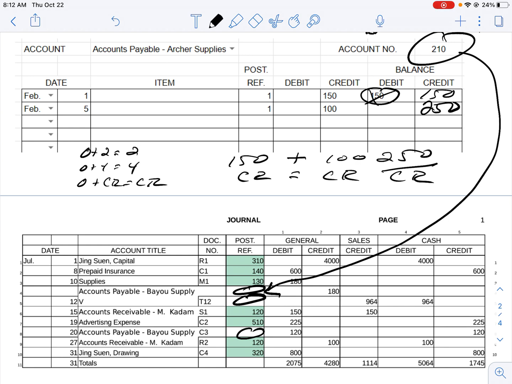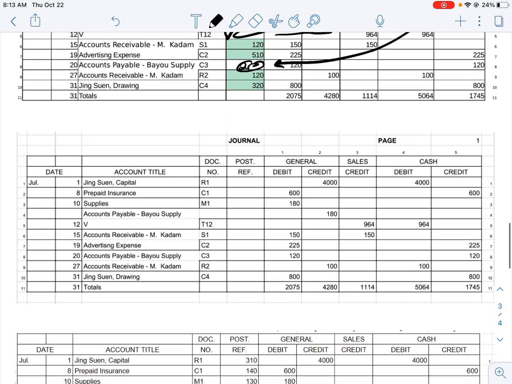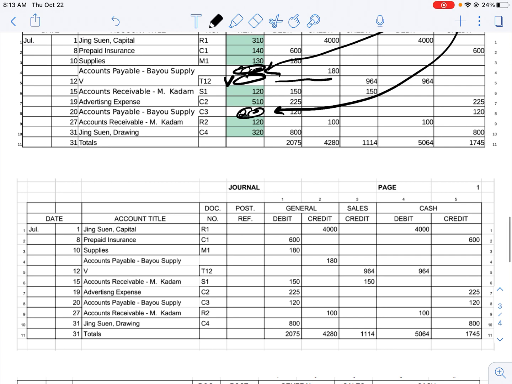On this one, the check mark, that's a cash. Notice we are not using any special amount column, so we just make sure that we have a check mark in that post-reference column. Again, accounts payable Bayou Supply, and that's going to be my 210 coming from there, okay? So don't forget to do those. Now on this one, if we look at this transaction here, this student has not done any of the post references. So they need to make sure that these get filled out.